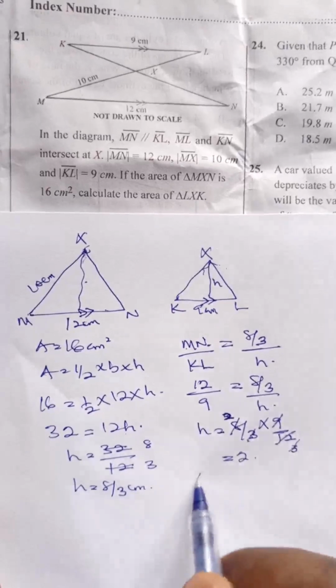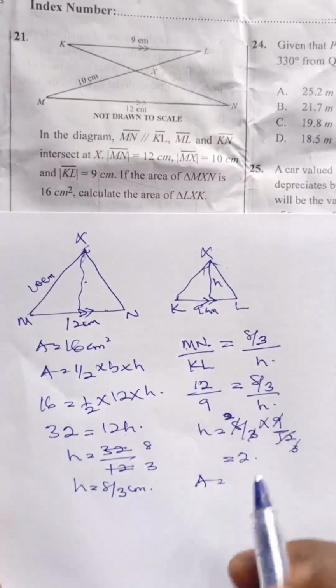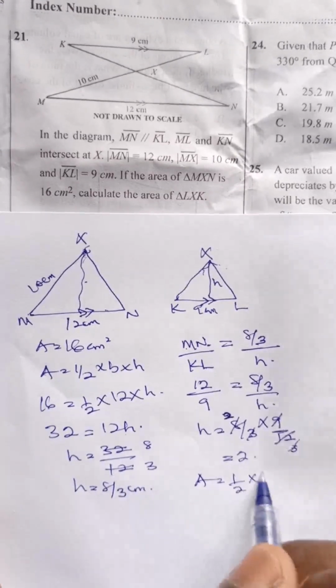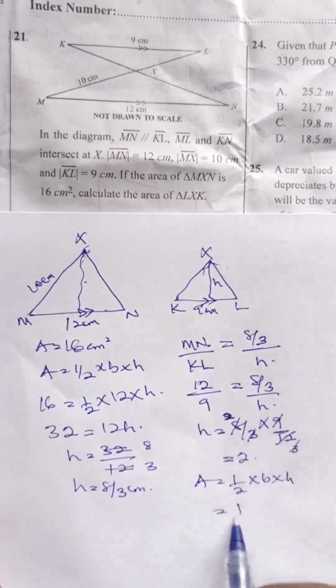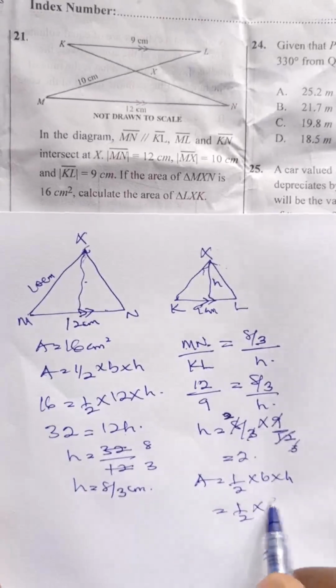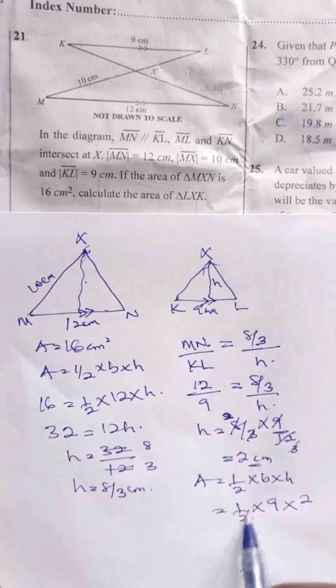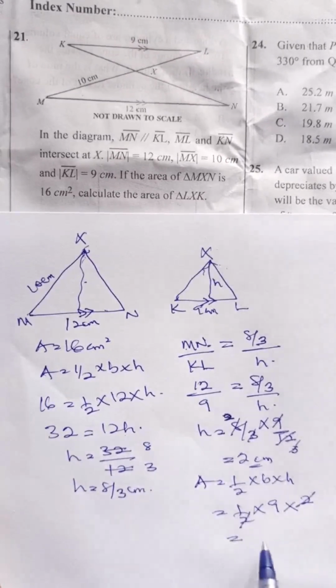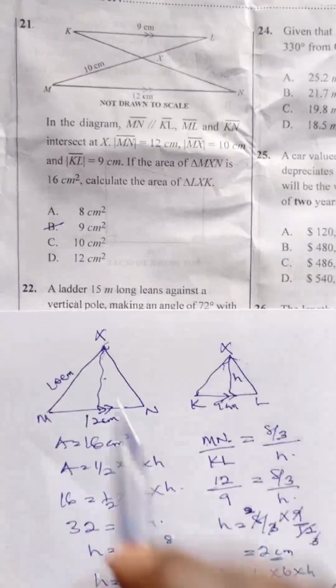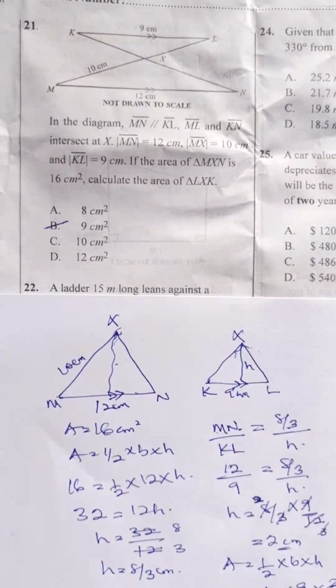Remember, we have to calculate the area of this triangle XKL. We are going to use the same formula, half base times height. Here, half multiplied by what is the base? 9 centimeter. What is the height? This is the height we just calculated here, which is 2. And this 2 eliminates the half, so this is equal to 9 centimeters square. That's the final answer, option B. Let's move on to the next question.